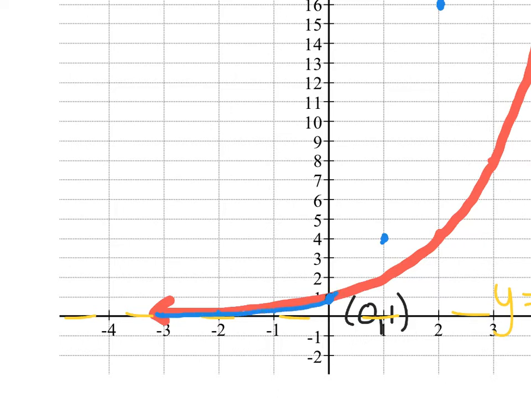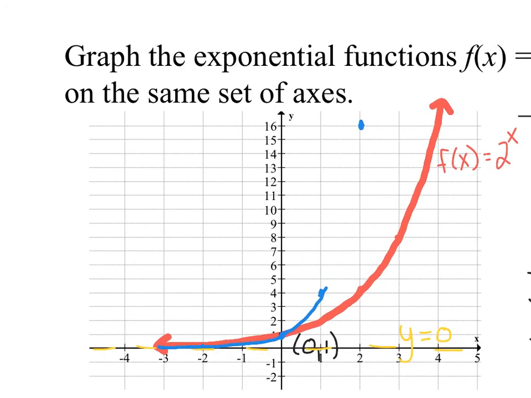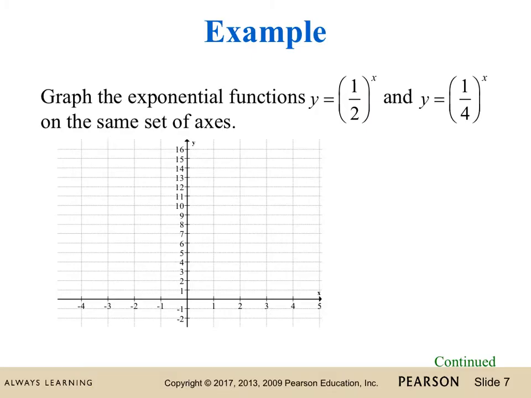But then on the other side of the y-axis, it grows more quickly. So it shrinks quickly to the left, but it grows quickly to the right. Notice they're both still 1 to 1, have that same horizontal asymptote and that same anchor point. For example, the 4 to the x graph grew faster than the 2 to the x graph.